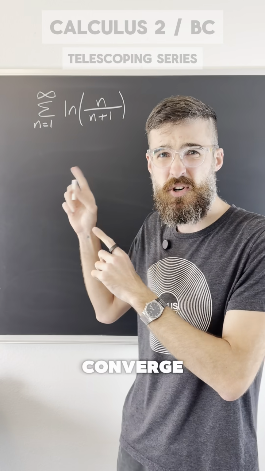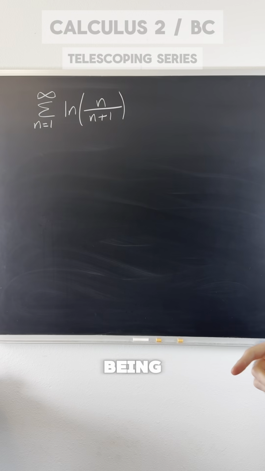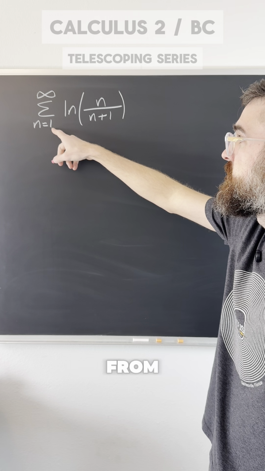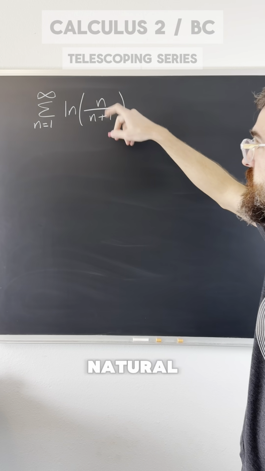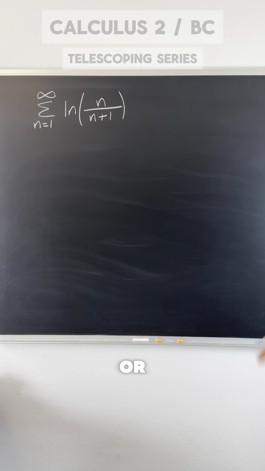Does this series converge or diverge? In this problem, we're being asked to determine whether the summation from n equals 1 up to infinity of natural log of n over n plus 1 converges or diverges.